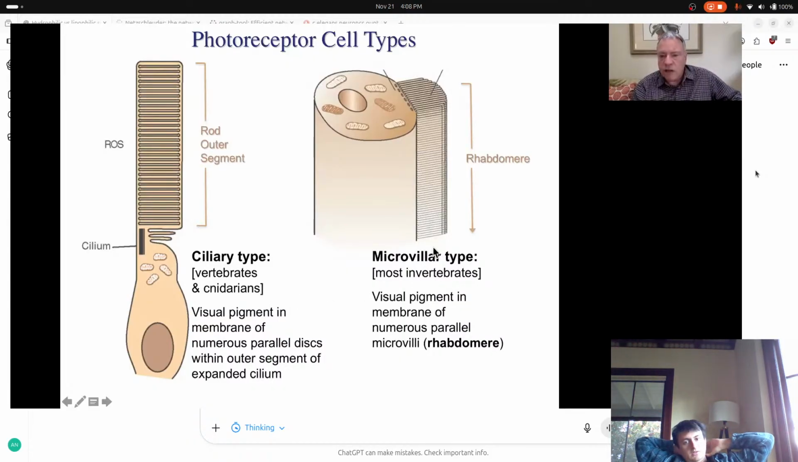Okay? And so this collection of microvilli is called a rhabdomere. So that's a rhabdomere, microvilli with light-absorbing pigment in them.